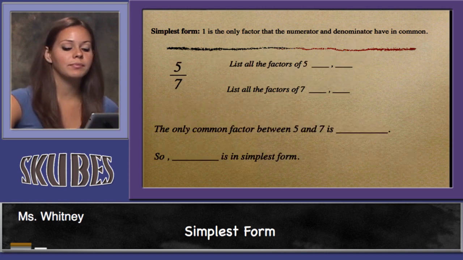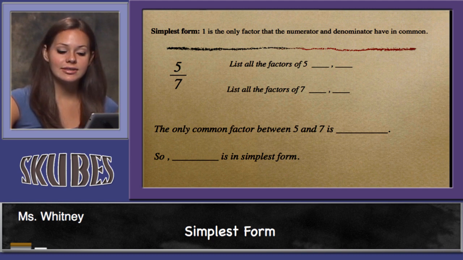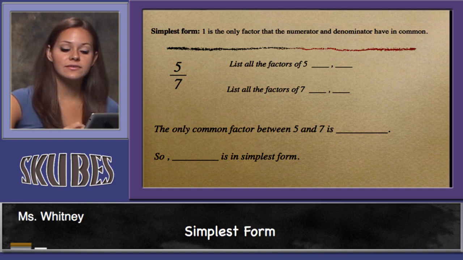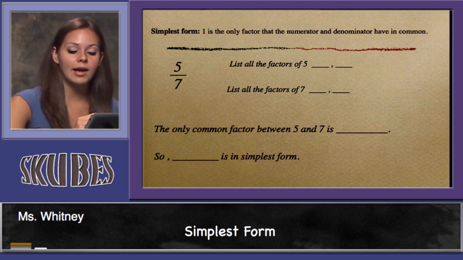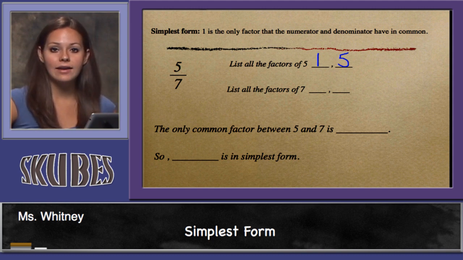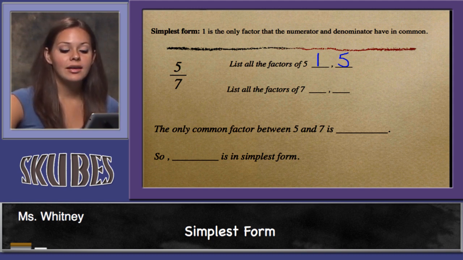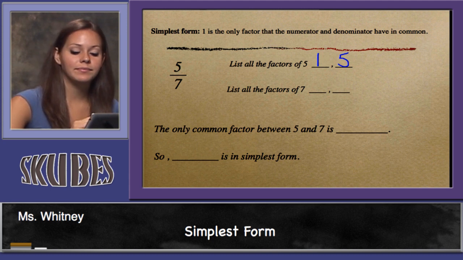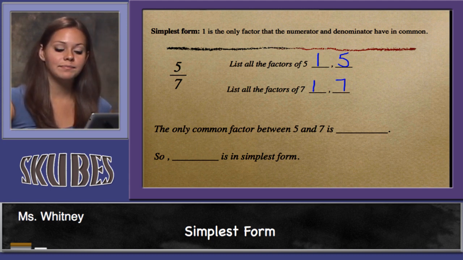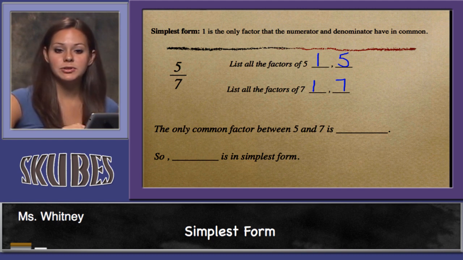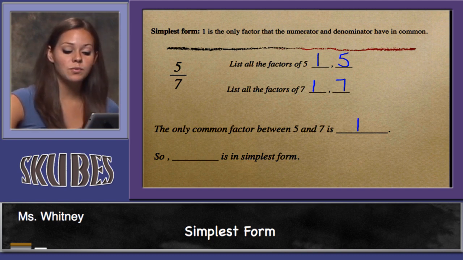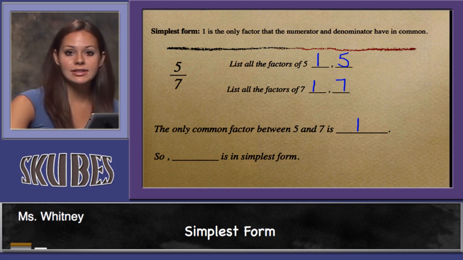Here's another example. Let's look at 5/7. First, we need to list all the factors of the numerator, which is 5. I can multiply 1 and 5 to get 5. The factors of 5 are 1 and 5. Now I'll list the factors of 7. The only factors of 7 are 1 and 7. The only common factor between 5 and 7 is 1. So 5/7 is in simplest form.